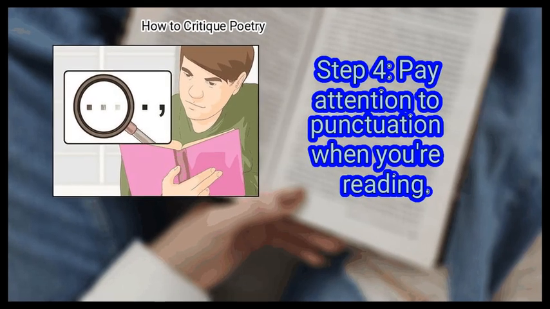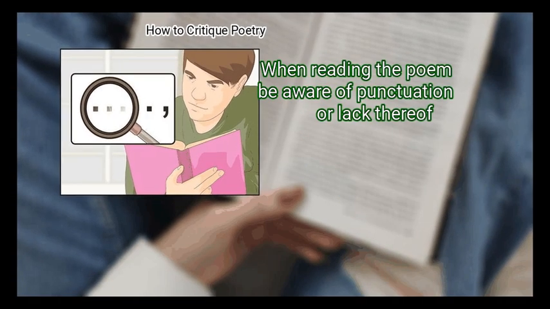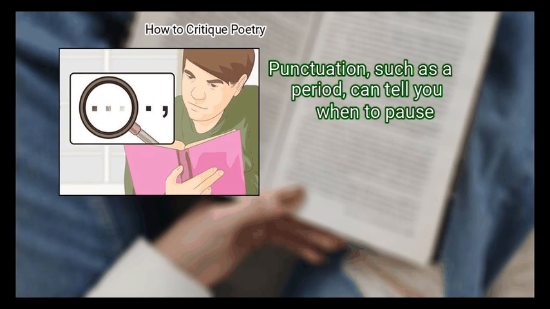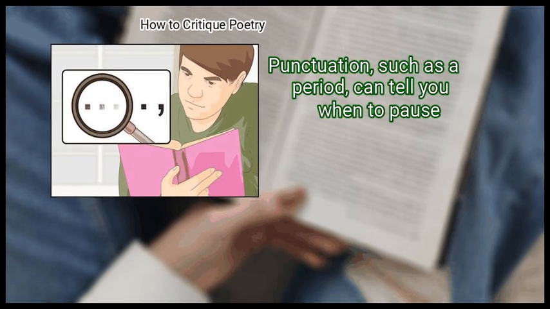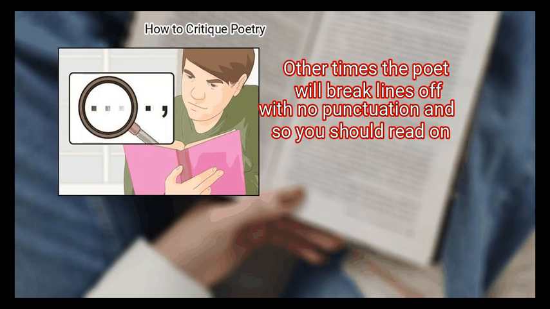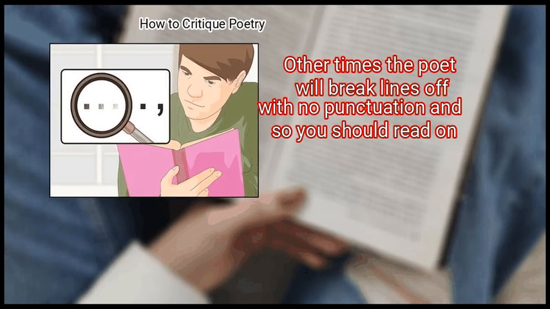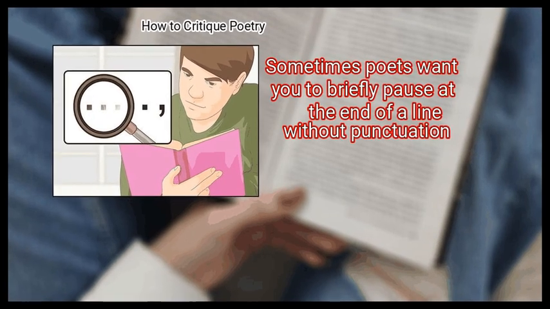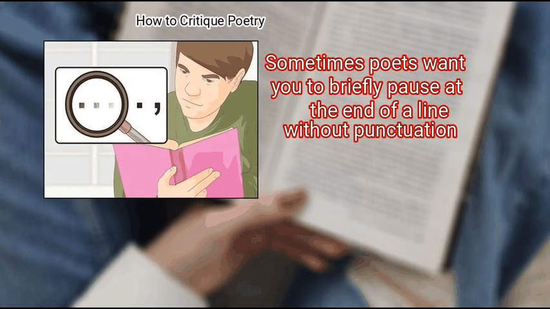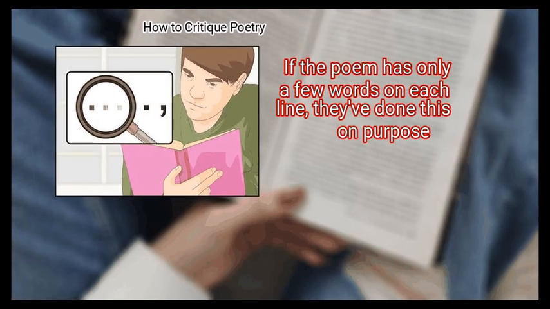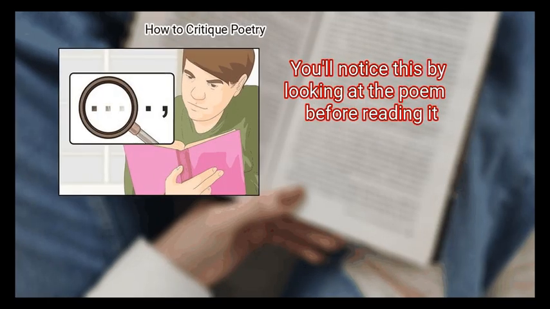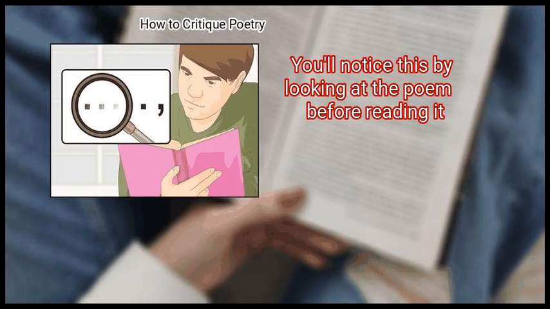Step 4. Pay attention to punctuation when you're reading. When reading the poem, be aware of punctuation or lack thereof. Punctuation, such as a period, can tell you when to pause. Other times the poet will break lines off with no punctuation, and so you should read on. Sometimes poets want you to briefly pause at the end of a line without punctuation. If the poem has only a few words on each line, they've done this on purpose. You'll notice this by looking at the poem before reading it.